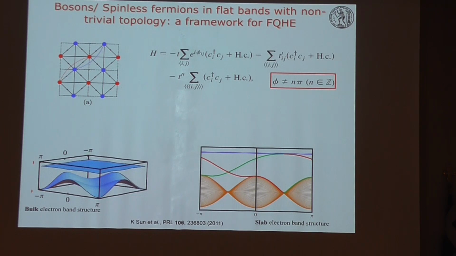This is the bulk electron band structure. This is the slab band structure for a finite slab of this 2D crystal, the Haldane lattice. And you see here that you indeed obtain a flat band, but most of all you obtain these chiral edge states, which are typical for topological lattices like this one.